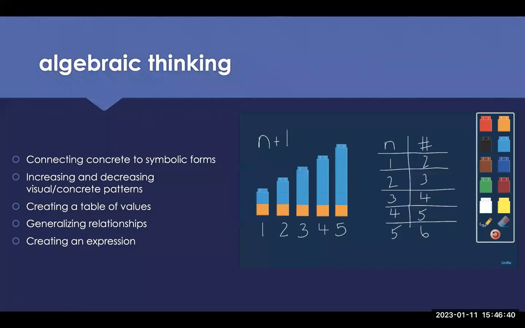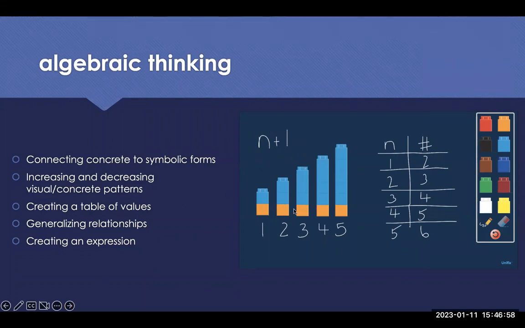So those of you that are grade 5, 6, 7 and beyond, this is where we go from looking at growing and increasing and decreasing patterns to an ordered set of pairs in a T-chart to the graph that corresponds with that. And we're generalizing that rule. You can see the expression there, n+1.